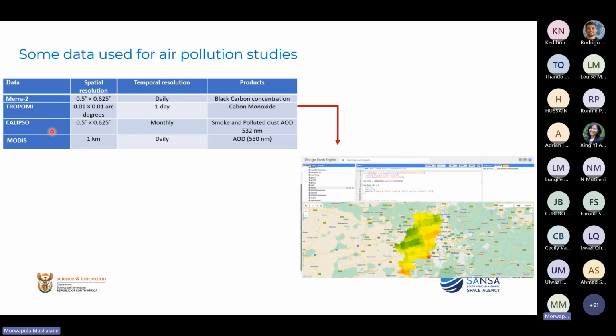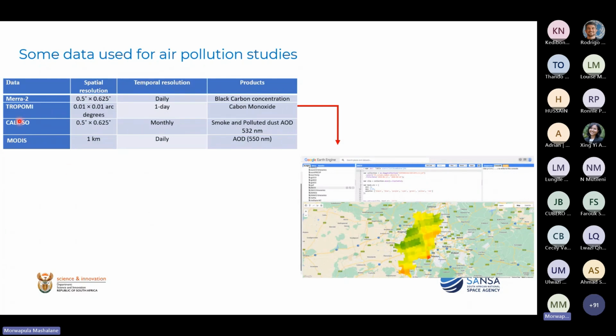Then we've got TROPOMI, which most of us within the air quality space now use because of its better resolution, and it can also measure various types of pollutants. Here I show the Google Earth Engine environment where we process the TROPOMI data. In this instance, this is the Gauteng province, one of the nine provinces within South Africa, a very dense, urbanized place. We're showing the distribution of carbon monoxide in one of these periods.